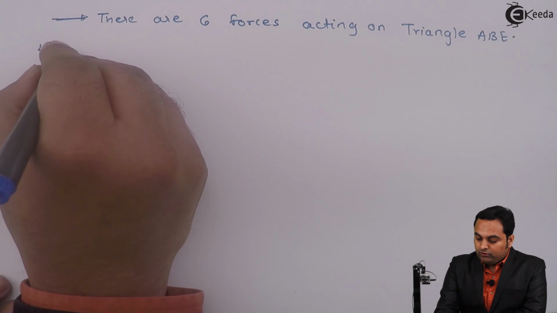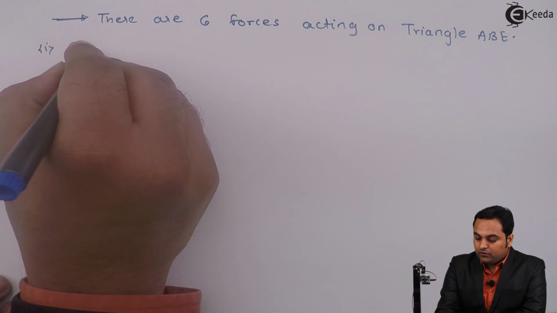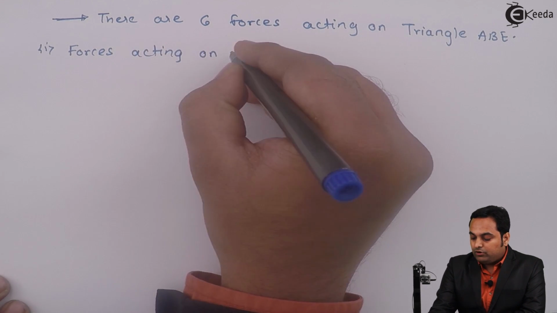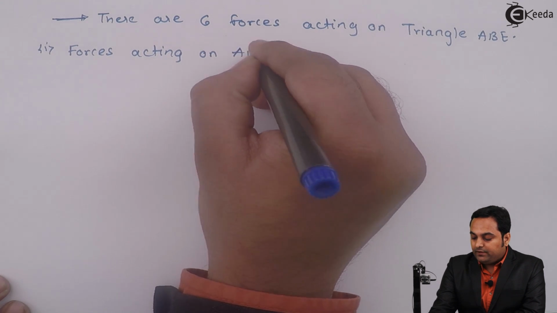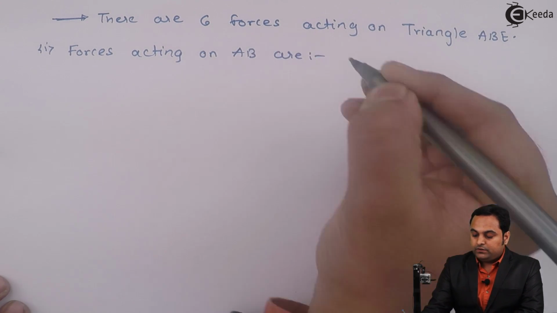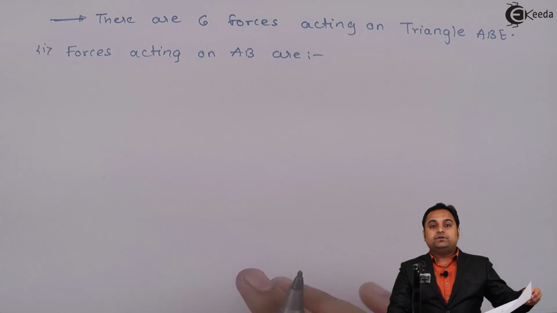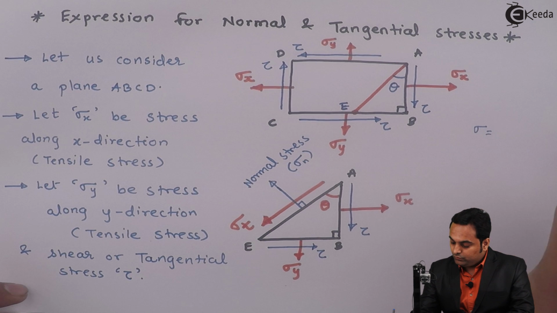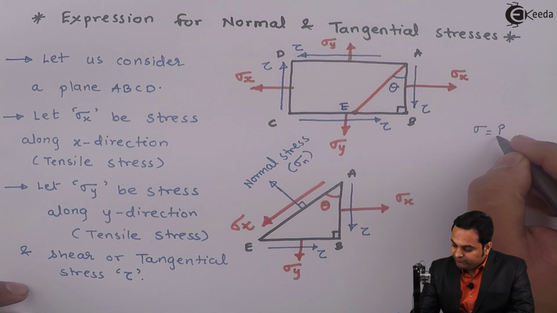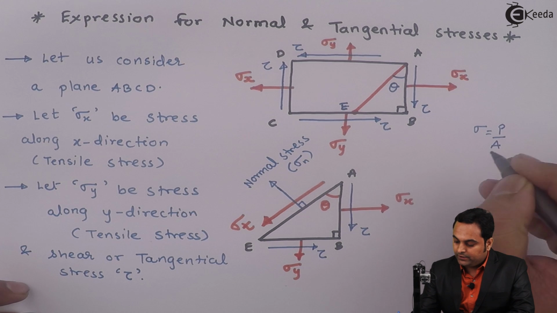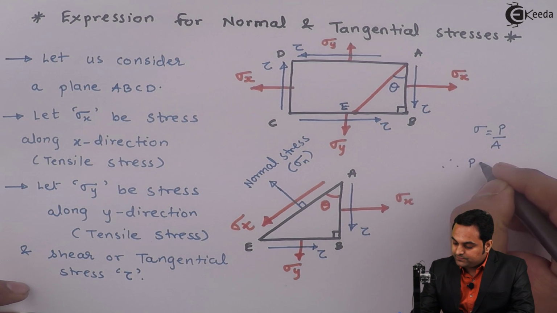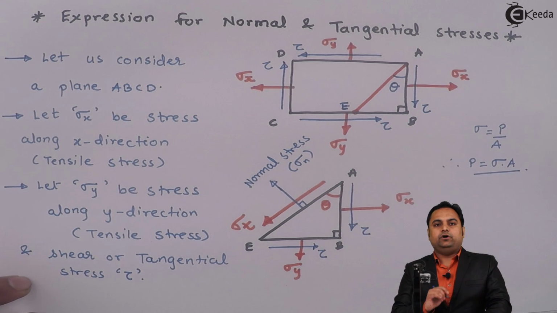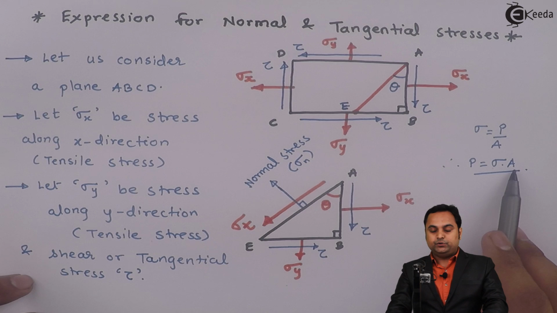So force or forces acting on AB are, now as we know, stress is equal to force upon area. Force is denoted by P upon area. So therefore force becomes stress into area. So here I'll write all the forces in the form of stress into area.